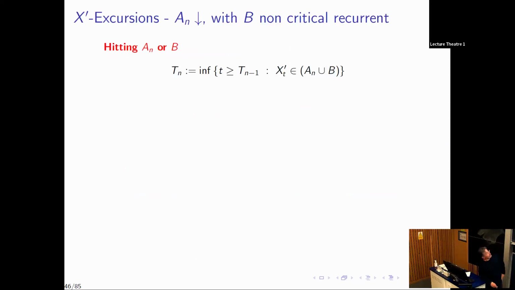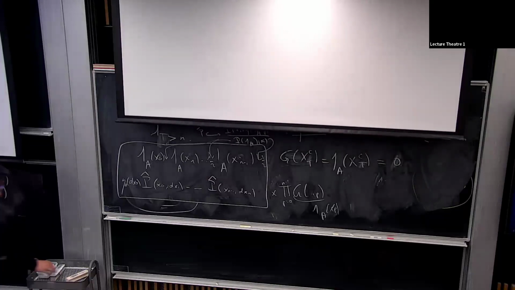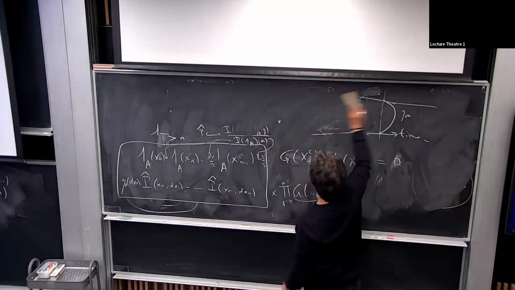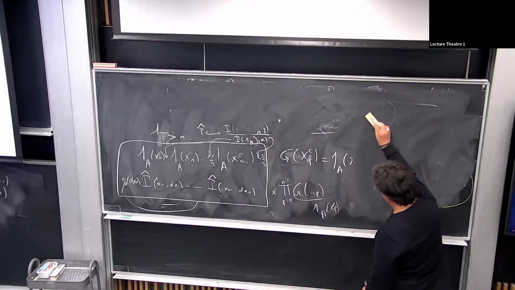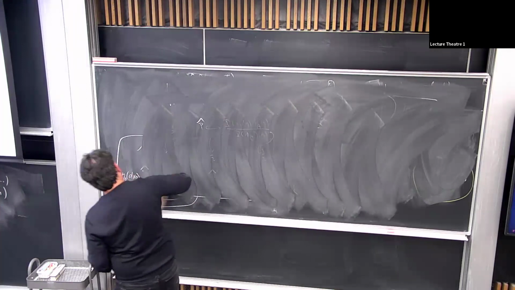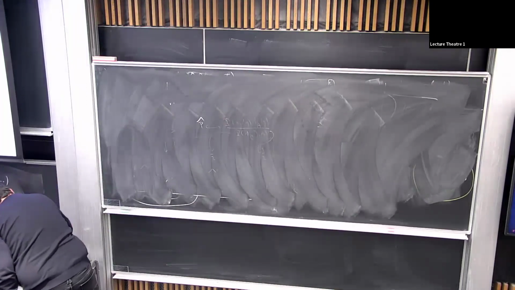Okay, so now there is another one which is called the excursion. So now suppose you have, so here I need, so this one is connected to rare events. Rare event.